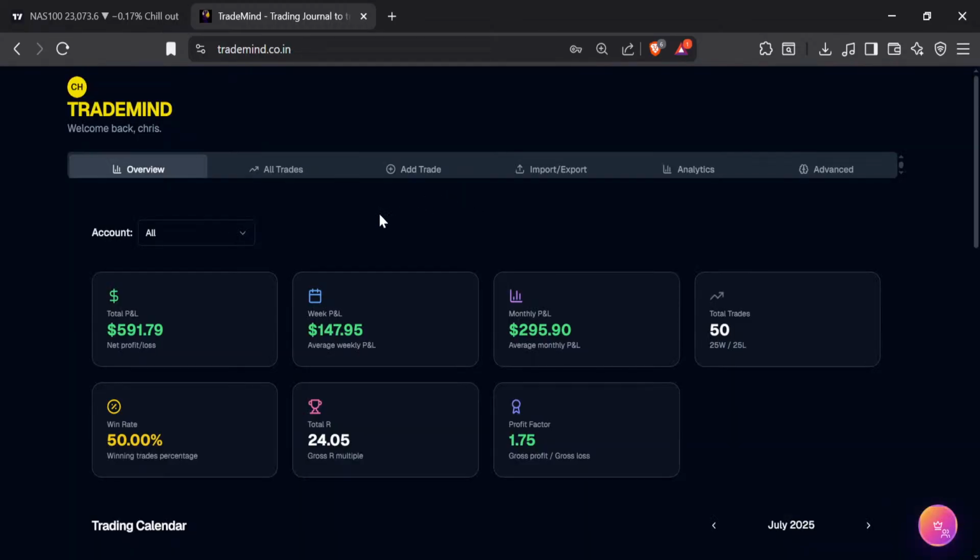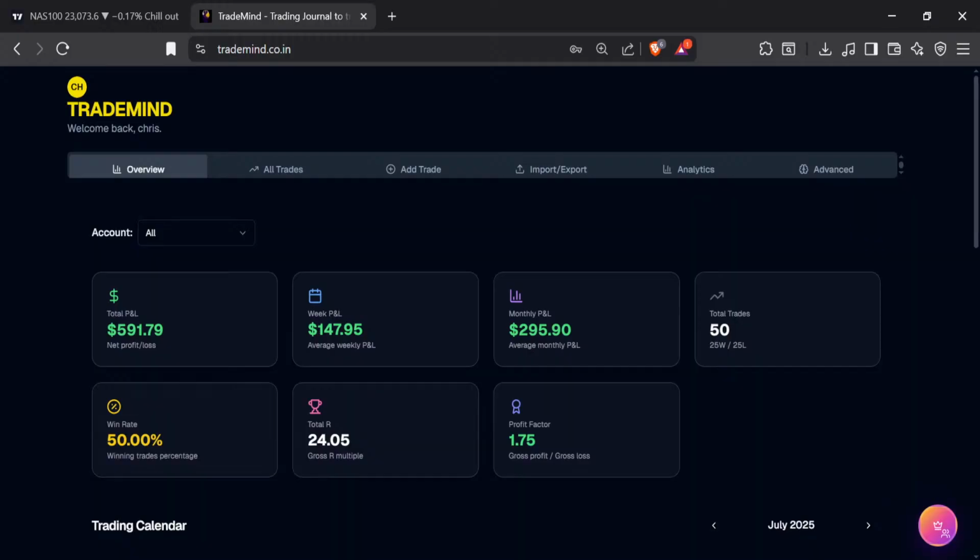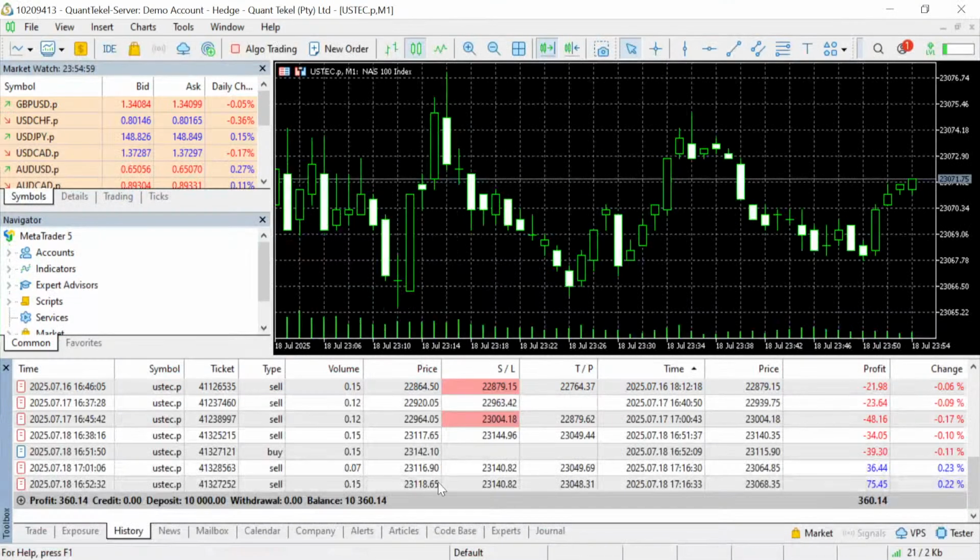So also we will be focusing on how to import MT5 trades in TradeMind. So let me open MT4 first. Just a second. All right, so if you can see, I just opened my MT5 terminal.